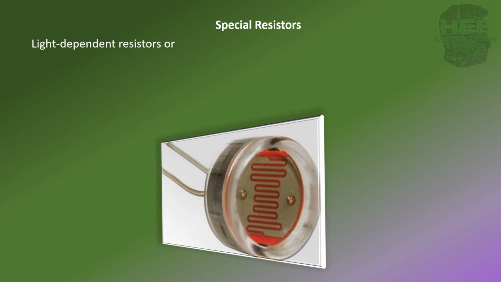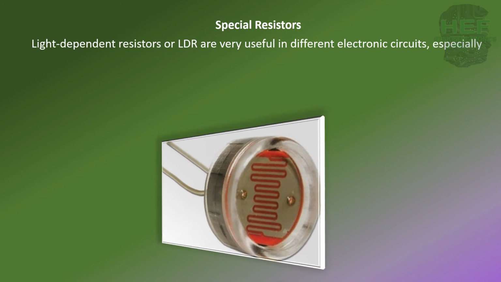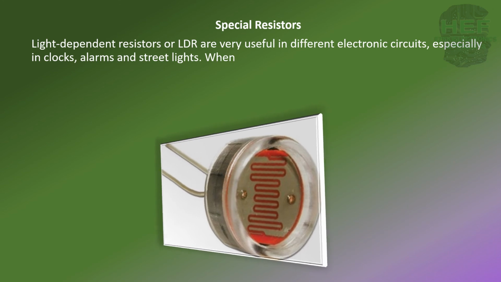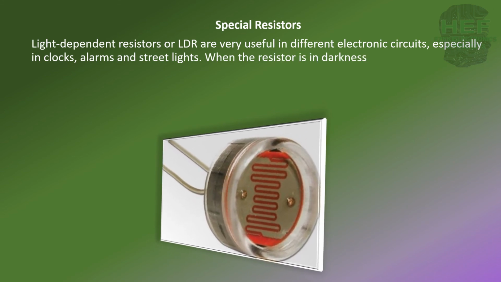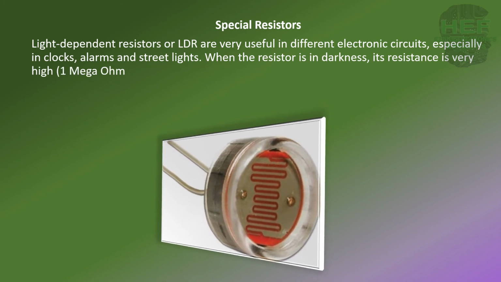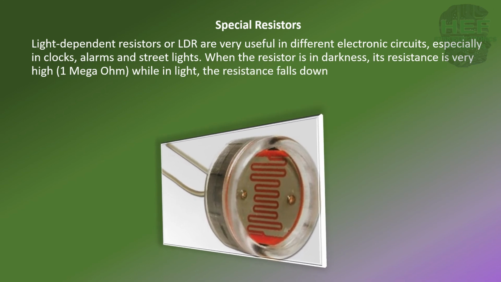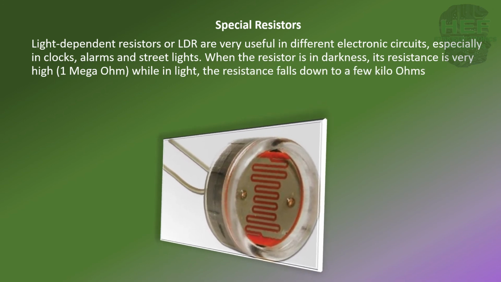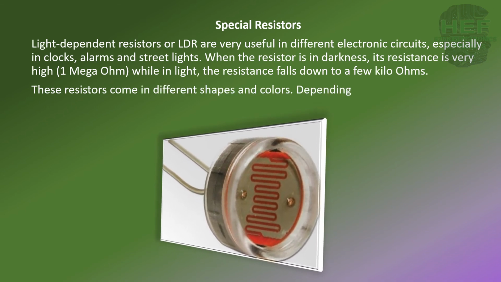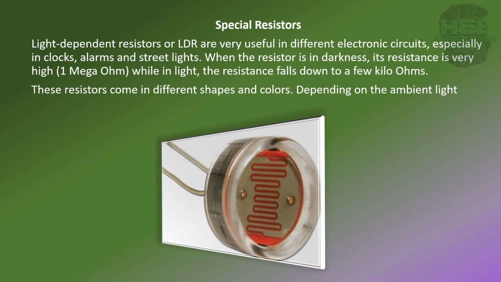Light-dependent resistors, or LDRs, are very useful in different electronic circuits, especially in clocks, alarms and streetlights. When the resistor is in darkness, its resistance is very high, 1 megaohm, while in light, the resistance falls to a few kiloohms. These resistors come in different shapes and colors. Depending on the ambient light, these resistors are used to turn on or turn off devices.